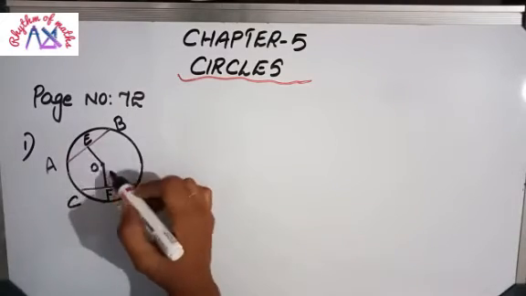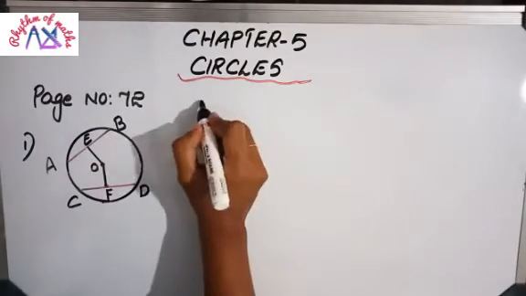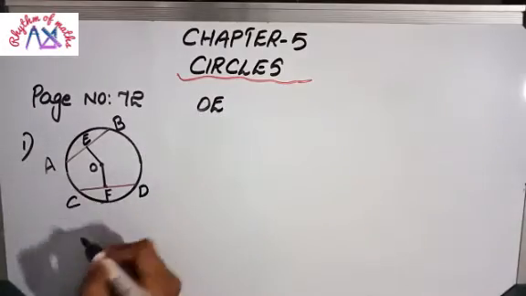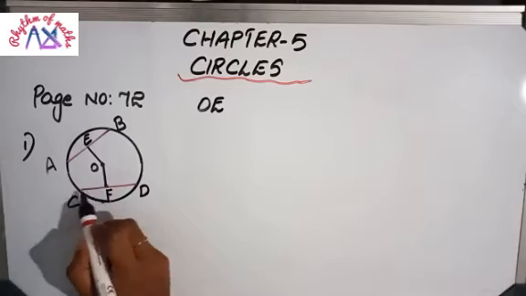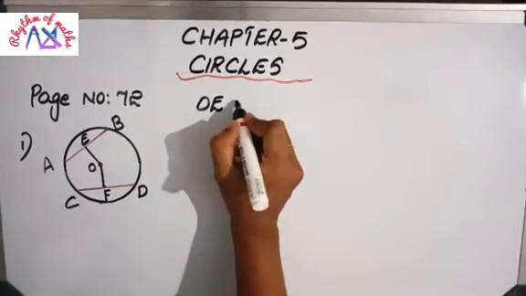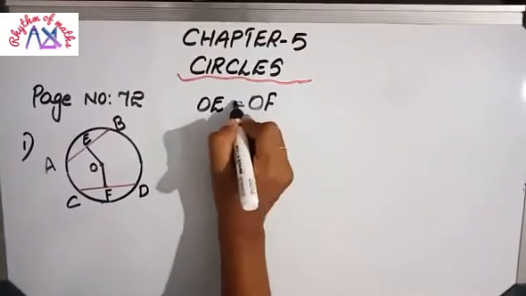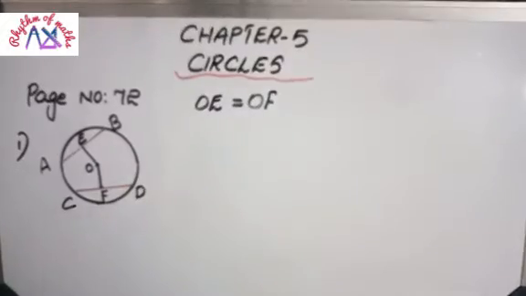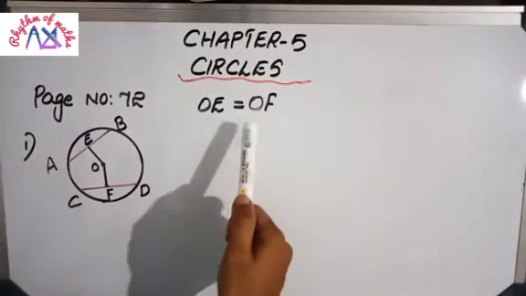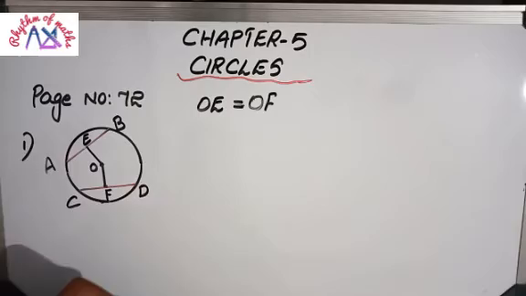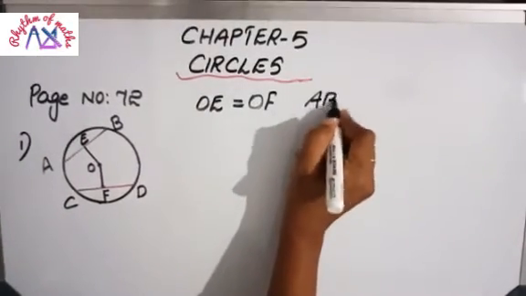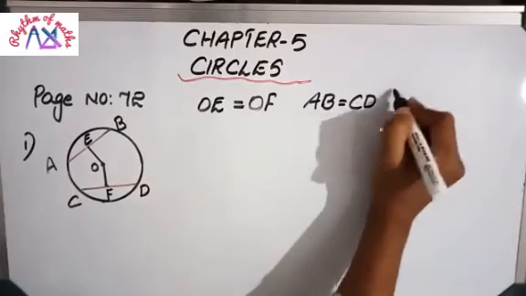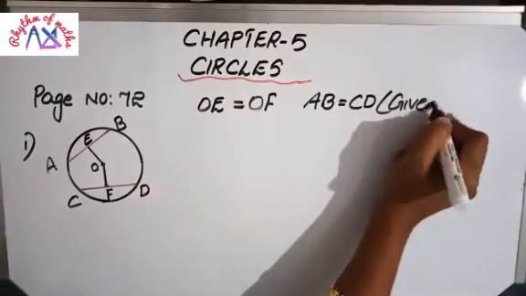So the first distance, to the first chord, is OE. Now to the second chord CD, the distance from the center is OF. So we need to prove that OE equal to OF. Already given, these two chords are equal. Given AB equal to CD.